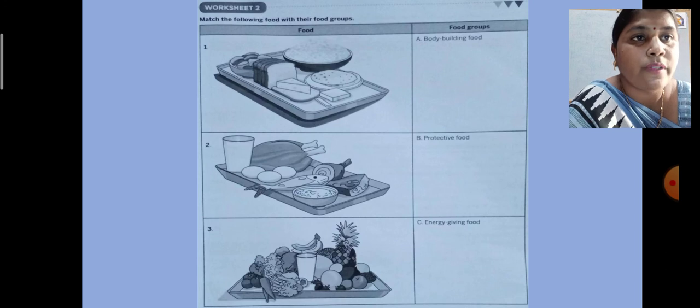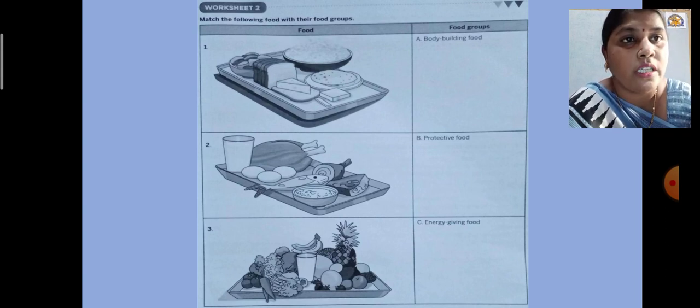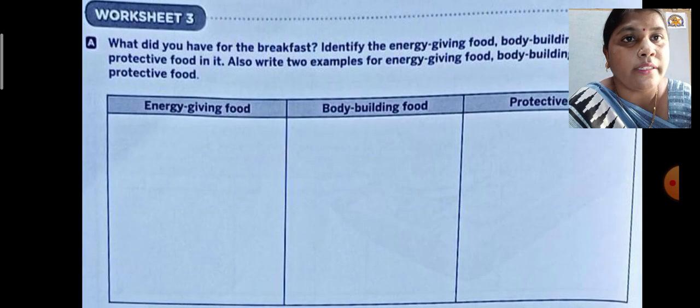So in this way you have to sort out which food items belong to the bodybuilding food, protective food, and energy giving food, and match the correct picture to the correct food group. So this is also your homework. Let us see the next worksheet.